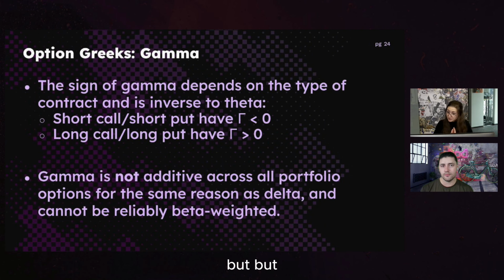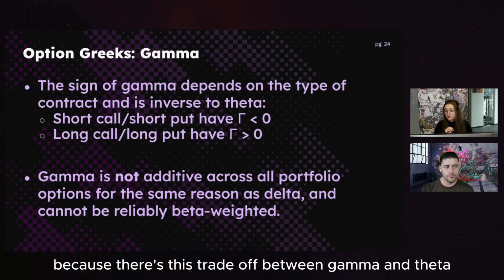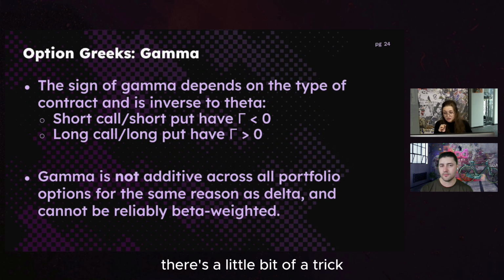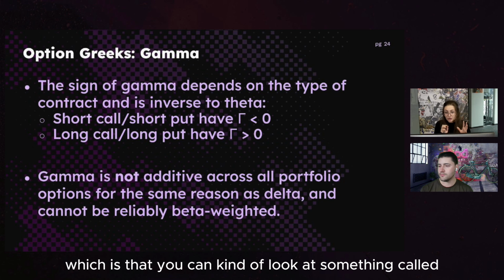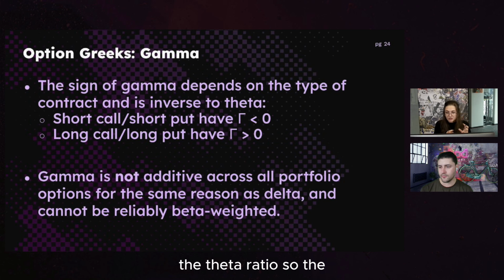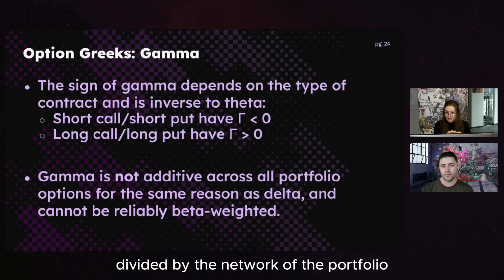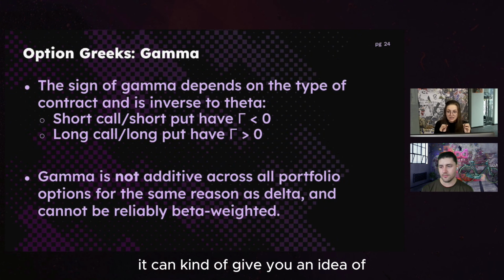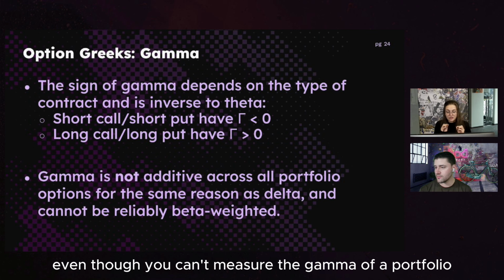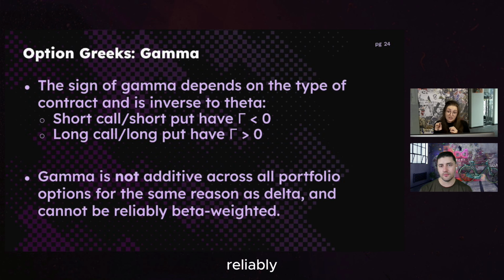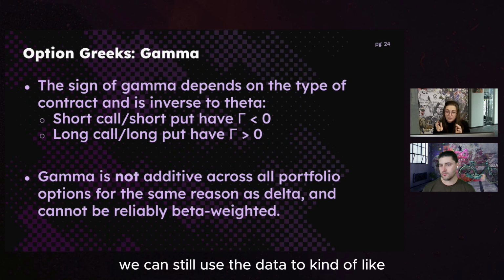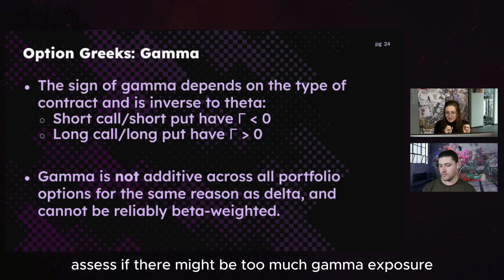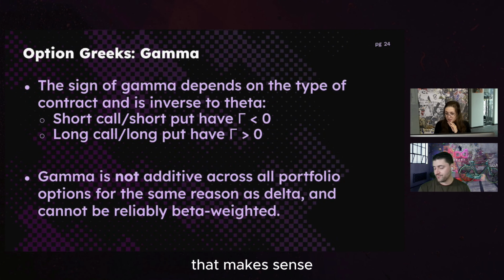But because there's this trade-off between gamma and theta, there's a little trick, which is that you can look at something called the theta ratio: the amount of theta divided by the net liq of the portfolio. It can give you an idea of how much gamma exposure there is. Because the higher the theta, the higher the gamma. So even though you can't reliably measure the gamma of a portfolio, we can still use theta to assess if there might be too much gamma exposure in a portfolio, if that makes sense. Does that make sense? Yep.